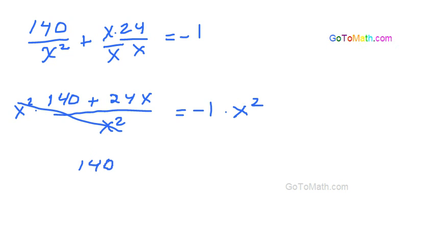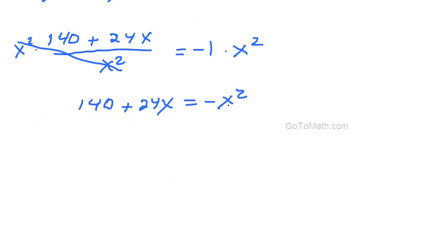So now we're left with 140 plus 24x is equal to negative x squared. Right, negative 1 times x squared is just negative x squared. Now what we can do is bring that x squared over to this side. That'll make it a positive x squared, plus 24x, we'll write this in standard form, and then plus 140 is equal to 0. Now, you've done some of these in an earlier section. I think we were factoring the quadratics, the quadratic equation. So that's what we're going to want to do here.